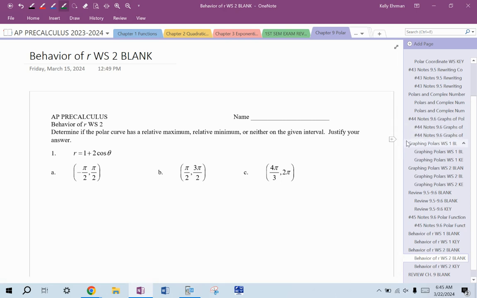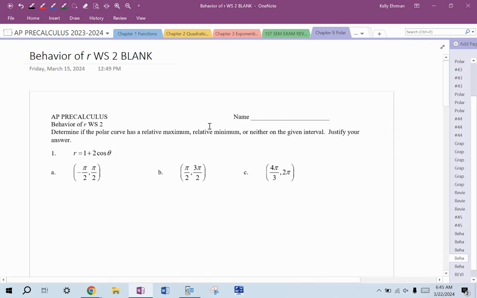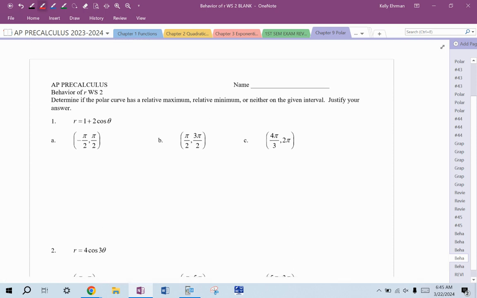All right, we are starting worksheet 2. So now we're looking at, for the first part, determine whether the curve has a relative maximum, which I like to remind myself is when r changes from increasing to decreasing, a relative minimum if r changes from decreasing to increasing, or neither, like increasing to increasing or decreasing to decreasing. Justify your answer.